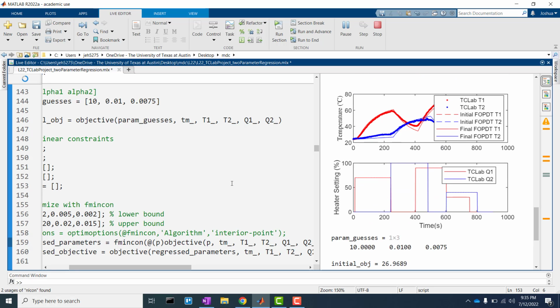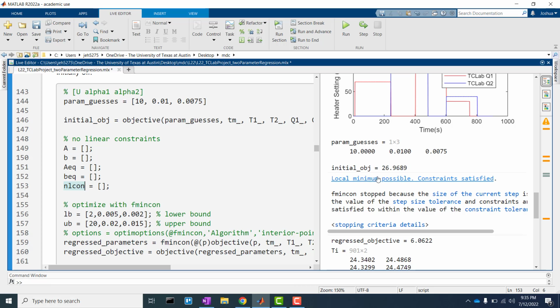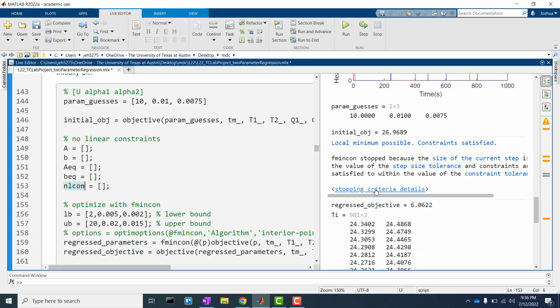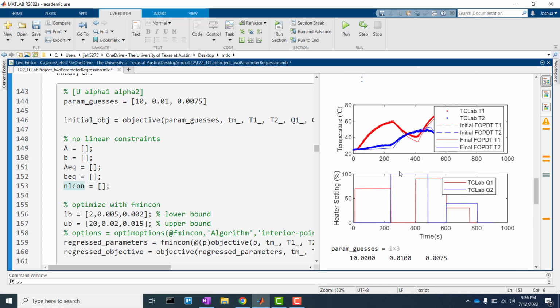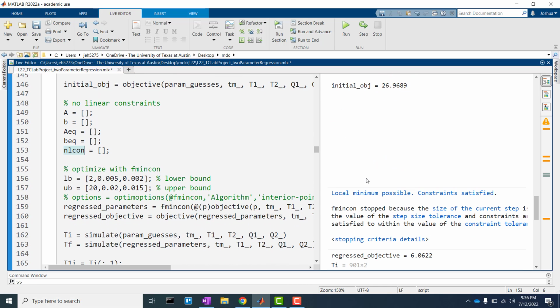We can see that fit. We're already using a pretty good fit. We have pretty good guesses. And then it turns out again, local minimum possible. Constraints are satisfied. Let's go ahead and look at our output. So we improved a bit from this first initial dashed line to our result that we have.